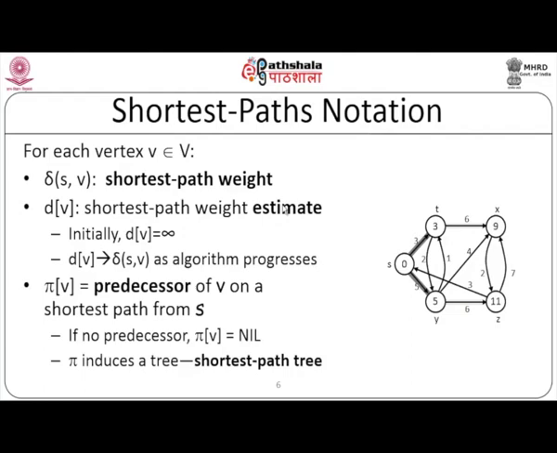So, you are doing an estimate and starting with the worst case of infinity and trying to move towards the actual one. Then we have pi of v, which is a predecessor of v, that is a vertex v, on a shortest path from S. So, suppose you have S, A, B, C, then pi of v for A is S, for B is A and so on. If there is no predecessor, for example the source, the pi of that source will be equal to nil, and the pi induces a tree which is the shortest path tree.